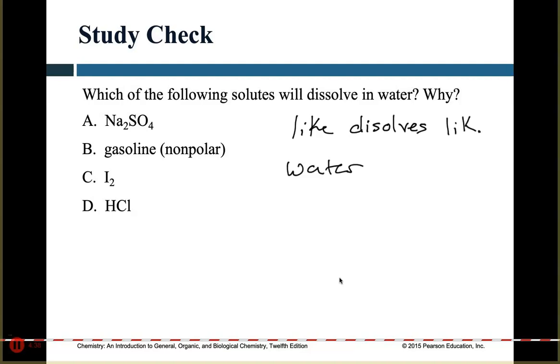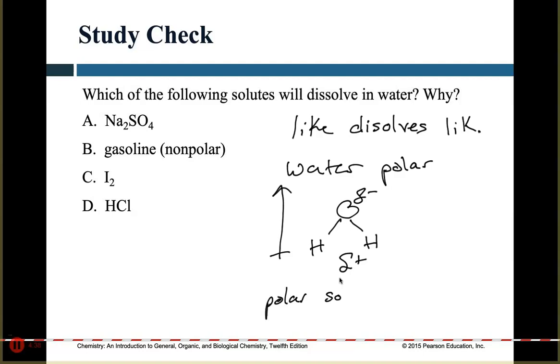Water, we already know, is polar. And if we forgot, we can draw the structure of water. Oxygen is going to be very electronegative. It pulls the electron density up, so it's definitely going to be polar. So that means polar solutes will dissolve in water.